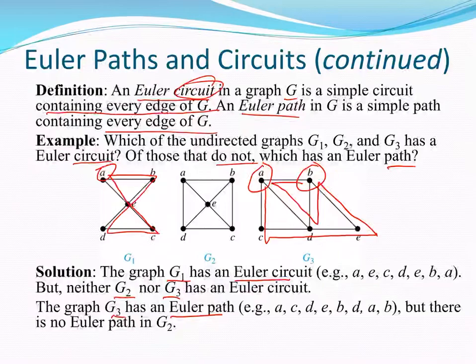And it turns out that G3 has neither an Euler circuit nor an Euler path. If I start at A and I try to make an Euler circuit, if I go inside, I can't get out back to A, and nor can I tackle all of these remaining edges without picking up my pen.